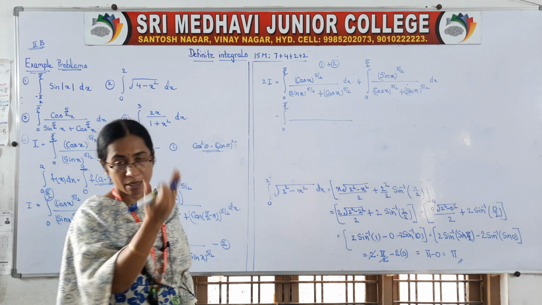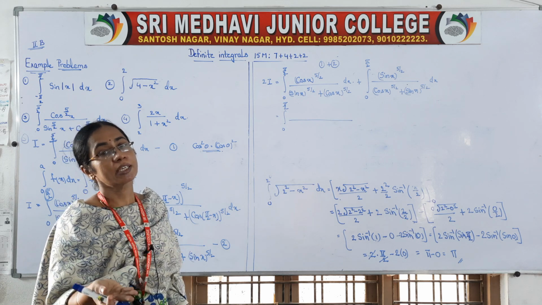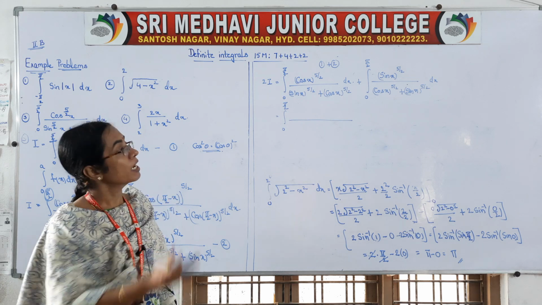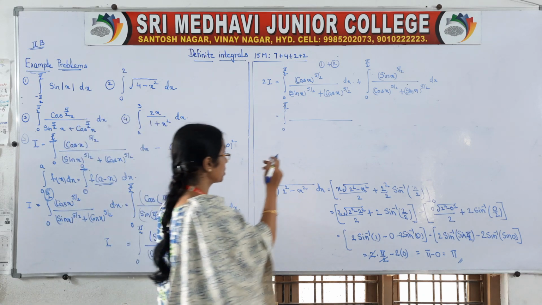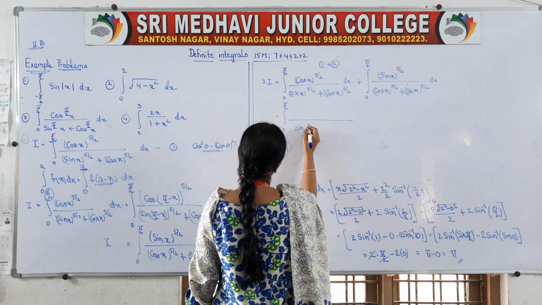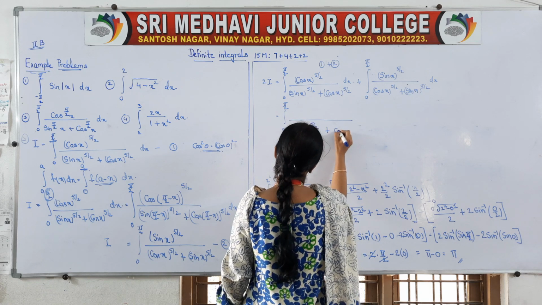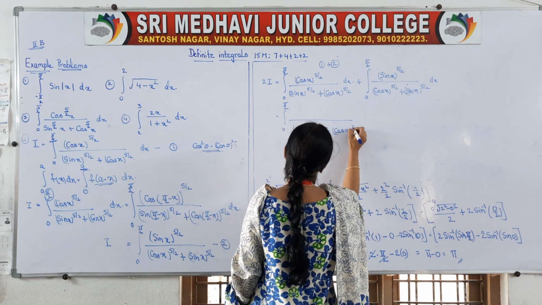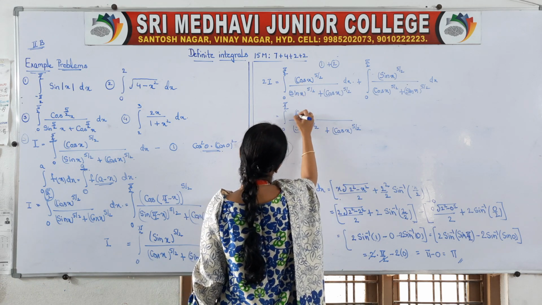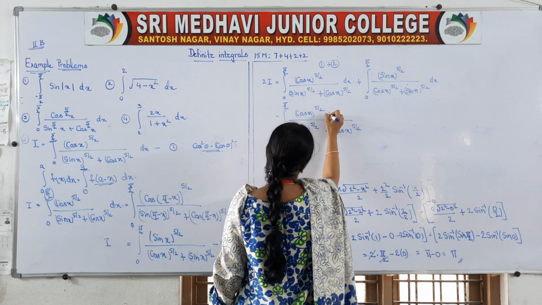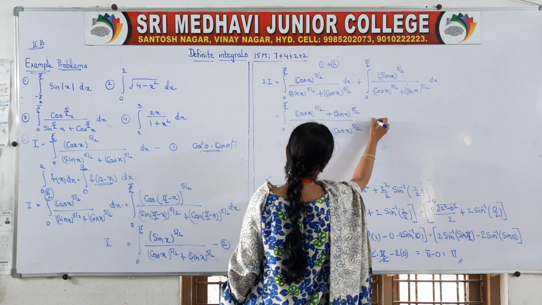Why? Same limits are there, lower limit and upper limit are same. So we have to take the two values combinedly. If we take two values combinedly, we can take the LCM. LCM is same for both, right? So it is sin x to the power of 5 by 2 plus cos x to the power of 5 by 2. So now here we can take cos x to the power of 5 by 2 plus sin x to the power of 5 by 2 into dx.